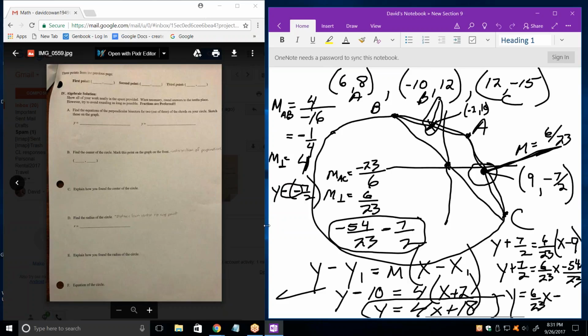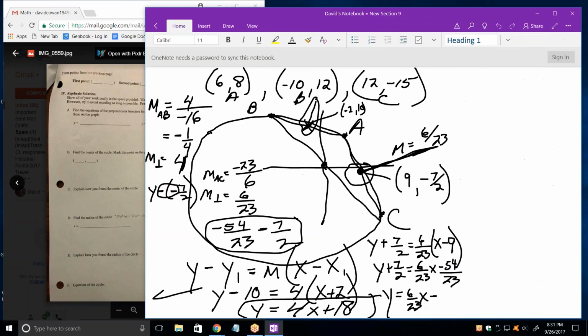Let me make a little more room here so we can do that math. If I'm turning that into 46, I have to double the numerator. So I have 108 over 46. And in this case, I have to multiply the numerator by 23 times 7.